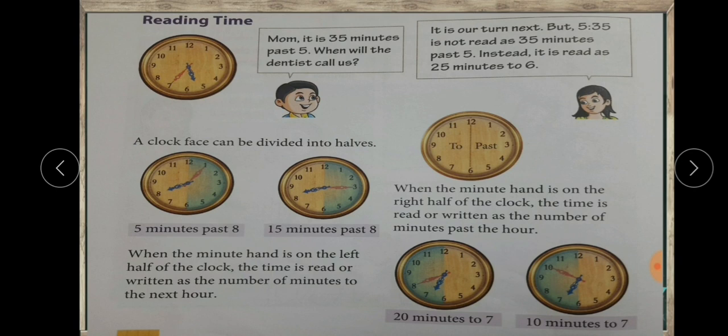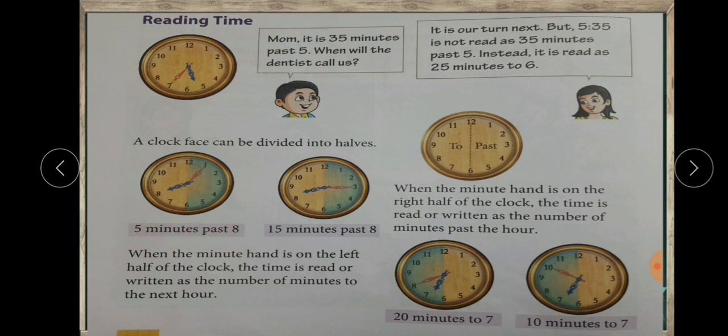See here children. Here the clock indicates the time 8:05. The blue hand is our hour hand. The red hand is the minute hand. Minute hand is on 5 and the hour hand is on 8. So we read the time as 5 minutes past 8.